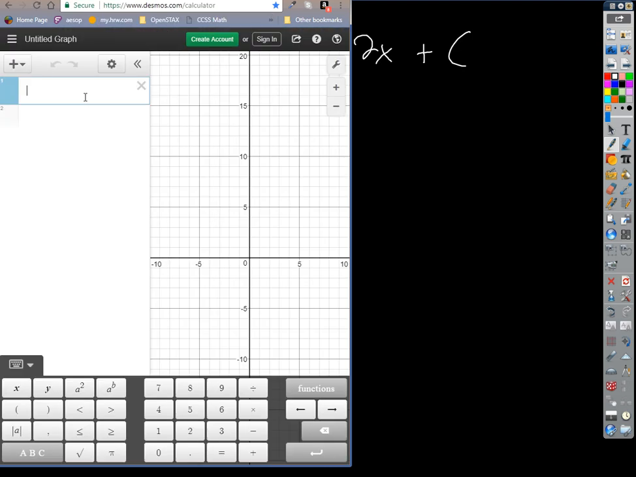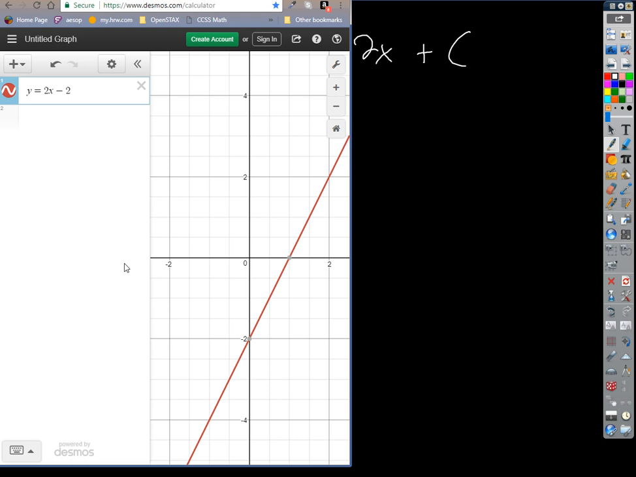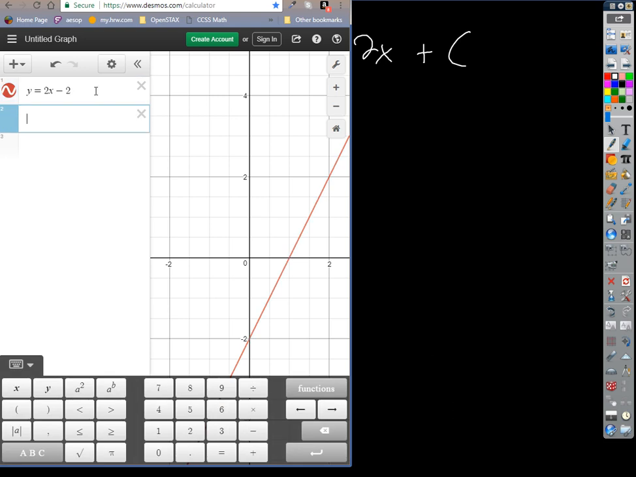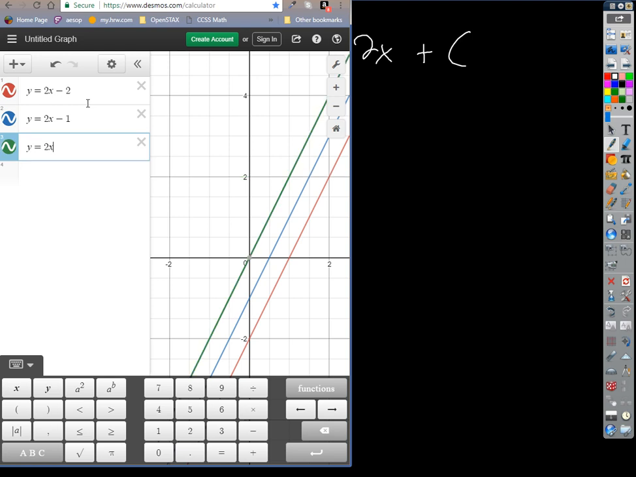So we've got y equals 2x minus 2, let's say. Zoom in a little bit. Y equals 2x minus 1. Y equals 2x plus 0. You get the idea. What do they look like? Parallel lines. Okay.